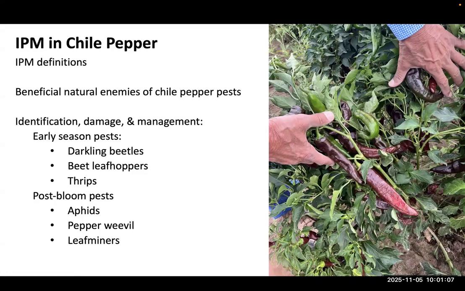So an overview of this talk, I am going to frame this within the vein of integrated pest management, IPM, and provide some definitions. And then I'll show some photos of some beneficial insects that you would see in a chili field, or in chili pepper. And then I'll go over identification, damage, and management of some early season pests and some post-bloom pests.